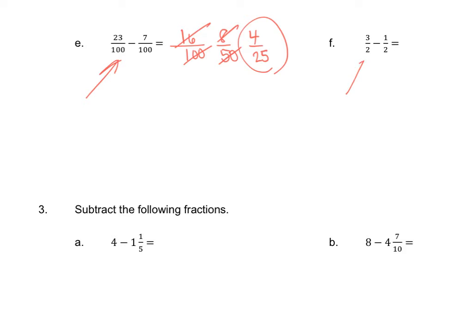Letter F, we have the common denominators. We do 3 minus 1 gives me 2. I keep my denominators. And 2 over 2 is really just equal to 1, or 1 over 1. 1 over 1 would not be marked wrong.